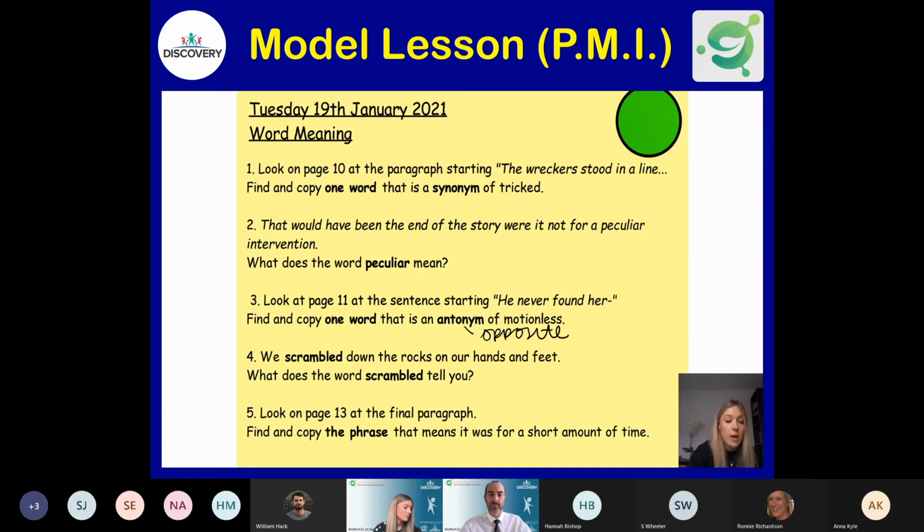Then we've got this one here. We've got we scrambled down the rocks. What does the word scramble tell you? So do you think it was easy or do you think it was difficult? And then finally, look at page 13 at the final paragraph. Finally copy the phrase. So here you're looking for a group of words.